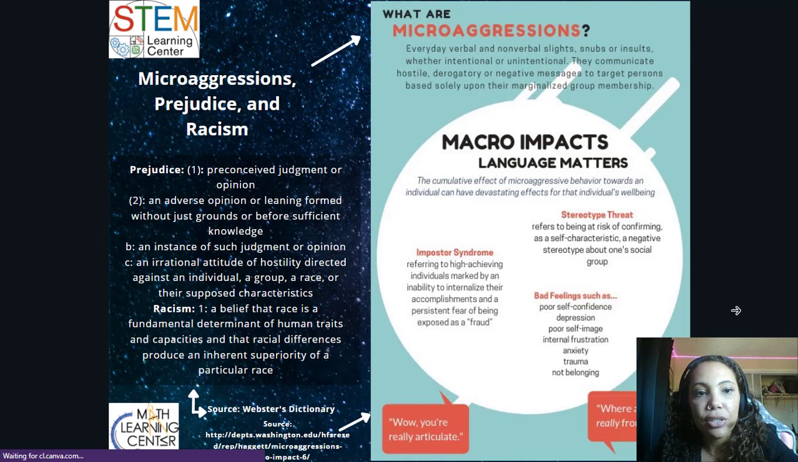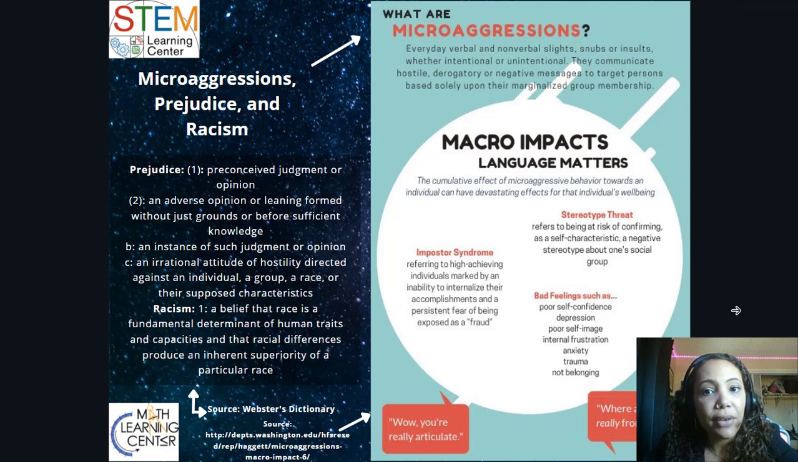What are microaggressions? We're going to talk about microaggressions, prejudice, and racism. Microaggressions are everyday verbal and nonverbal slights, snubs, or insults, whether intentional or unintentional. They communicate hostile, derogatory, or negative messages. This targets persons based solely upon their marginalized group membership.